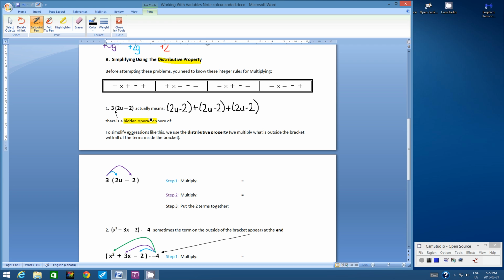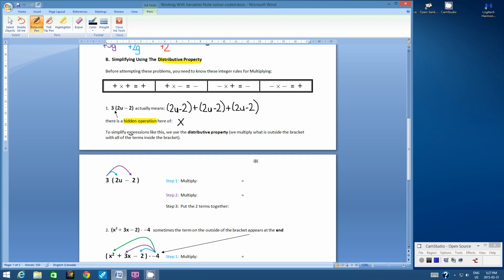There is a hidden operation here in between the 3 and the bracket. So I've already kind of said it, so it's multiplication. And I think this year you've realized that whenever I've asked what is the hidden operation that's invisible, the answer is usually multiplication, isn't it? Okay, so to simplify expressions like this, we use something called the distributive property. We multiply what is outside the bracket with all of the terms inside the bracket.